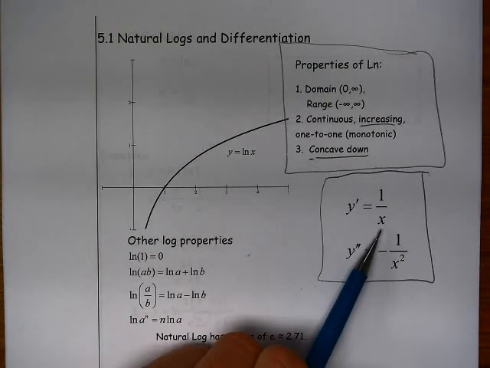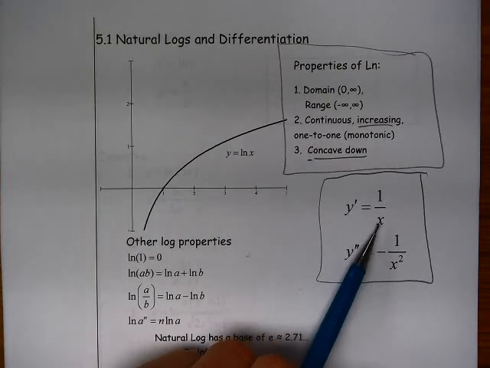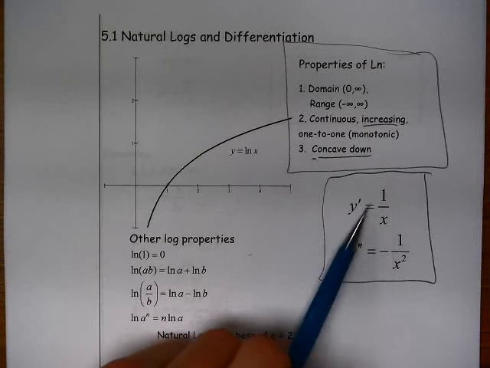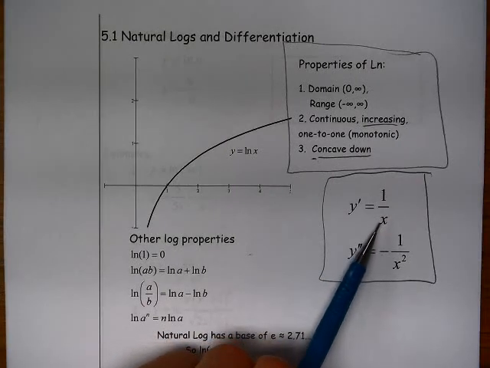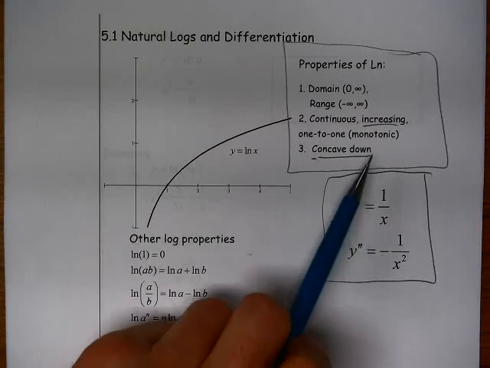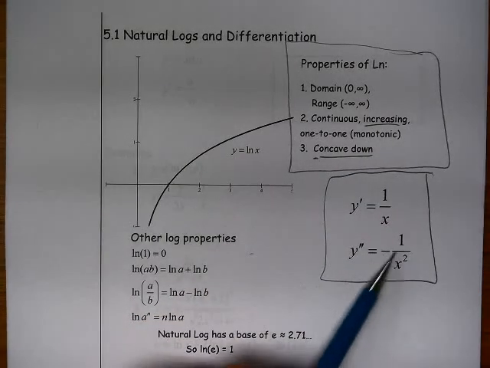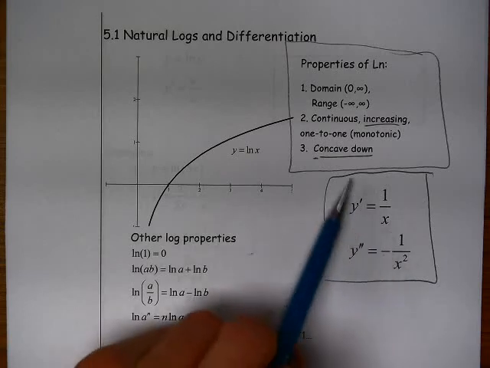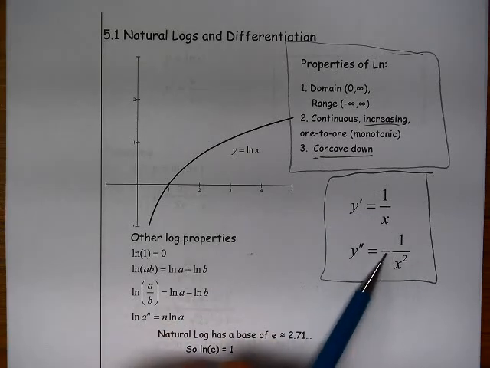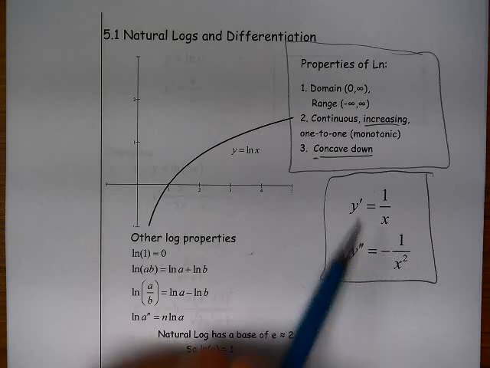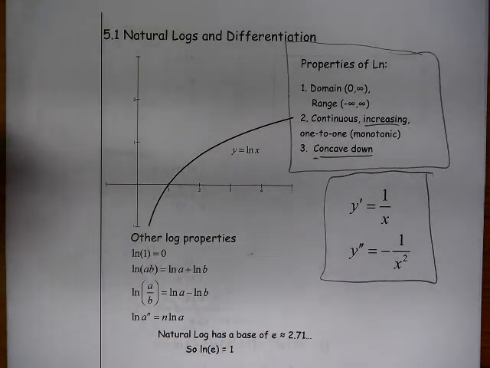If we put any x value within the domain of ln of x into 1 over x, we're going to get a positive value. So that means that the first derivative is always positive, therefore the function is always increasing. And if we put any value of x in here, then we're going to get a positive denominator with a negative there, so it's a negative second derivative, which means it's concave down over its entire domain.